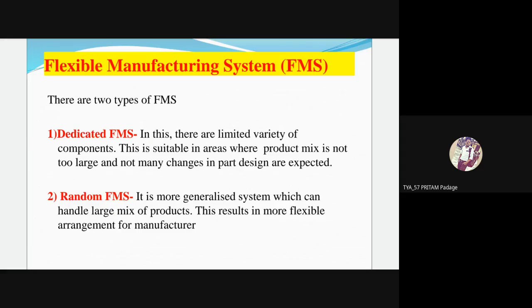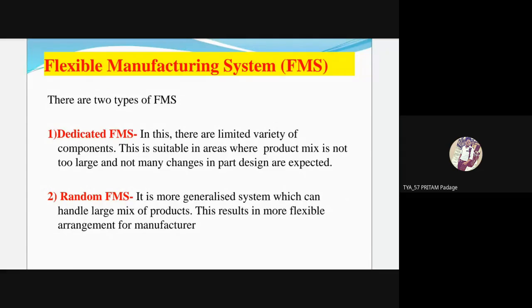Dedicated FMS: in this there is a limited variety of components. It is suitable in areas where the product mix is not too large and not many changes in the part design are expected. And random is a more generalized system which can handle a large mix of products. This results in a more flexible arrangement of the manufacturing. In that, two different types are there.